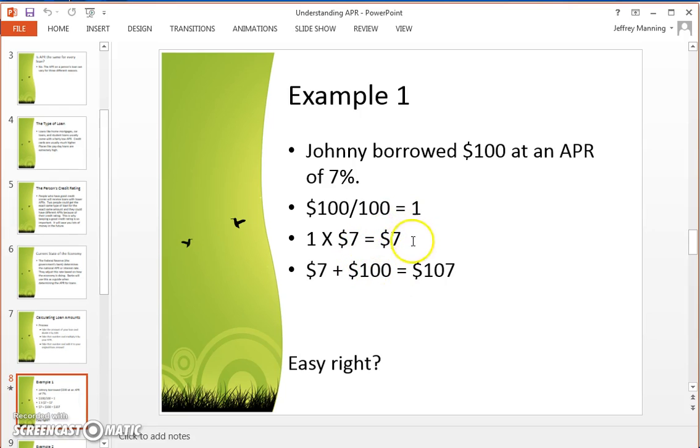Basically what this $7 represents is this is how much it is costing Johnny to borrow 100. The bank is giving him $100 and they're saying, Johnny, when you repay us back, we expect $107. So it's $7 more than what you borrowed from us because of the interest rate.